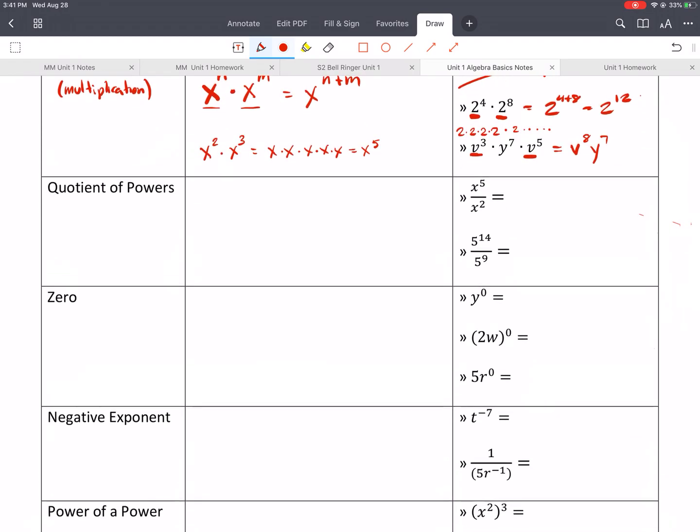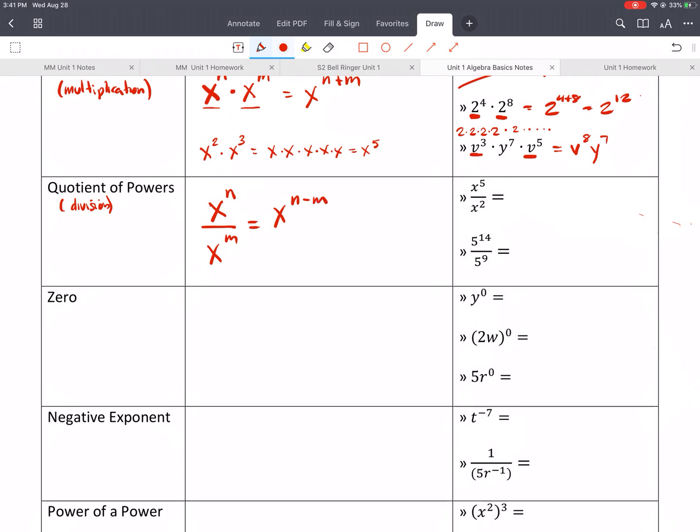Okay, quotient of powers. So quotient is the same thing as division. Okay, so let's come up with the same sort of thing. Let's do some base, we'll call it x, to some exponent n, and instead of multiplying as we did last time, we're going to divide. So x to the n over x to the m. All right, so whenever we divide two base pairs, we subtract the exponents, so n minus m.